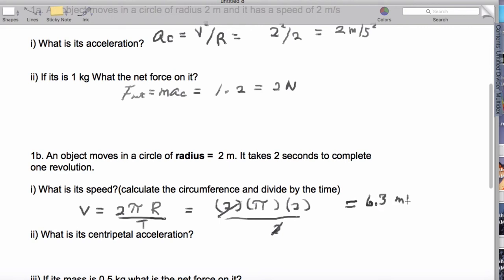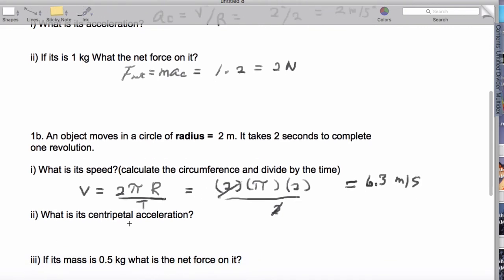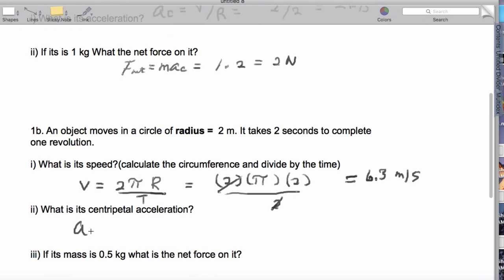And when we multiply this out, this is going to give us about 6.3 meters per second. The centripetal acceleration is going to be v squared over r. And again, that's going to be about 6.3 squared divided by r. So that's 6.3 squared divided by 2. And when we work that out, we're going to get about 19.8 meters per second squared.